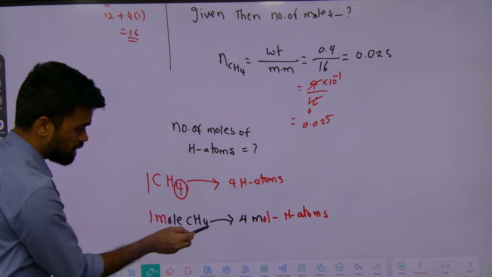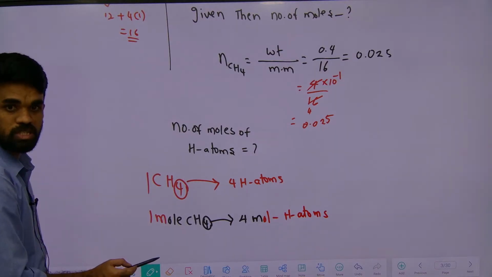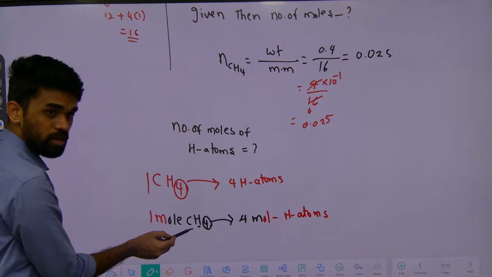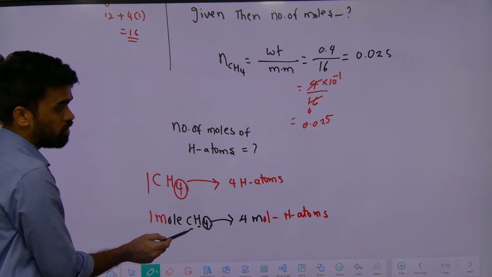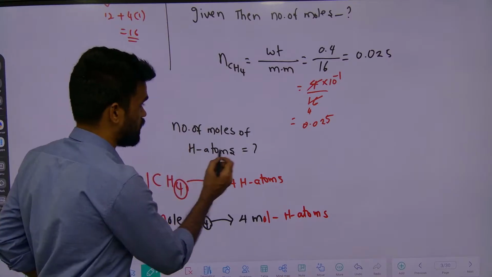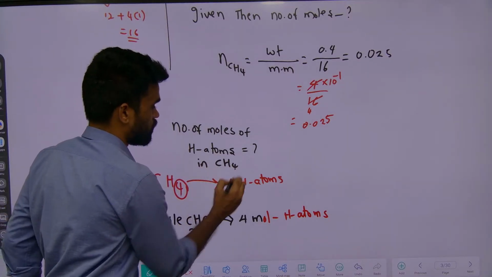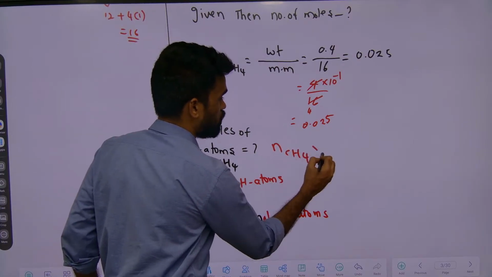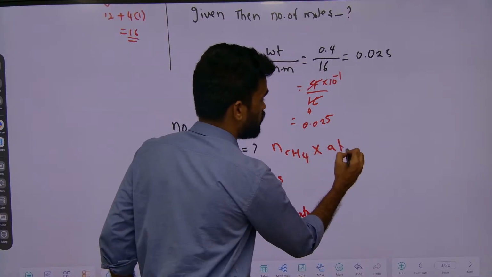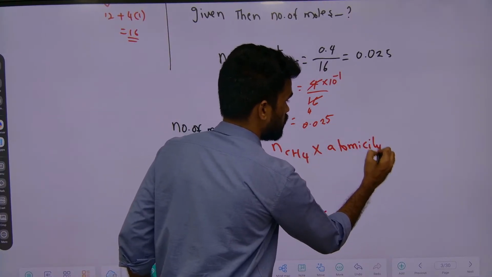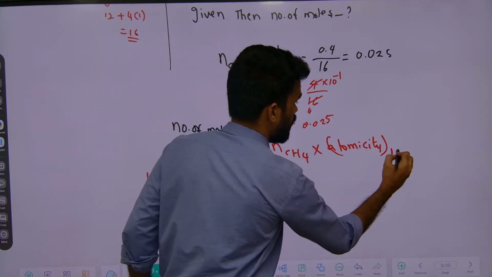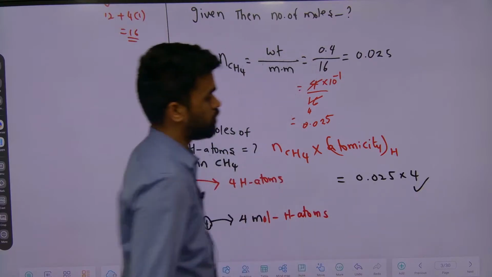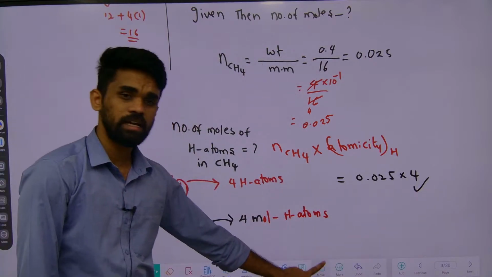Fundamental thing. So this number is there now. What we can say it as atomicity. What is it? Atomicity. So what is the atomicity of hydrogen? 4. And carbon? 1. Like that. So if they ask number of moles of hydrogen atoms in that methane, so given number of moles, like number of moles of methane you take, multiply that with atomicity of that element. Which element they are asking? Hydrogen. Atomicity of hydrogen. That means 0.025 into 4. So you can do that. Okay, is this clear what we are doing?